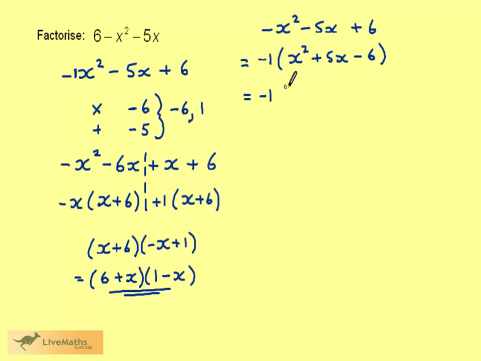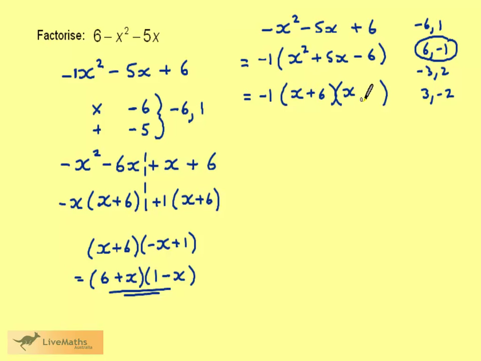Now what we do is factorize the contents of the bracket into two brackets. For x squared we know we need x and x, and we need to get minus 6, so we could have minus 6 and 1, 6 and minus 1, minus 3 and 2, or 3 and minus 2. We need to add to get 5, so we choose this one, giving us x plus 6 and x minus 1. We can reorder this.